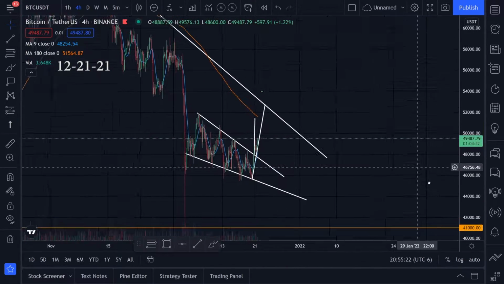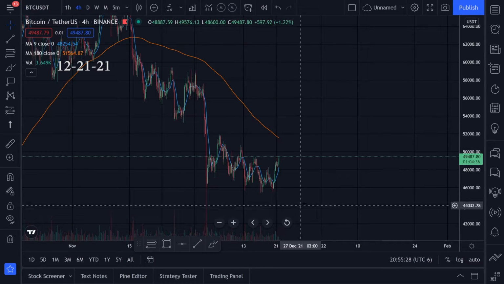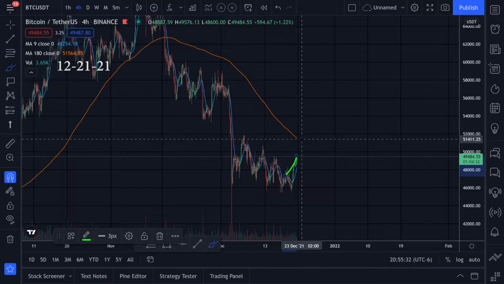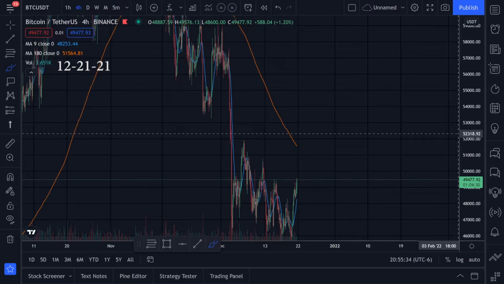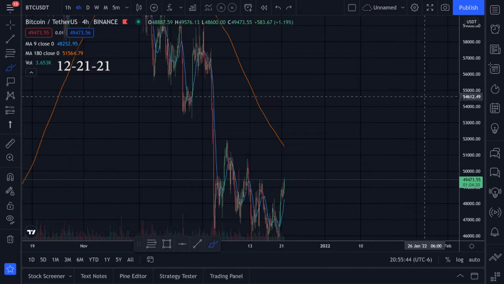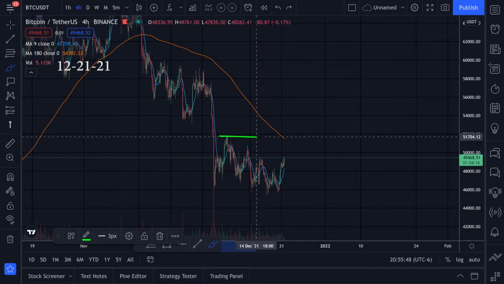If we could break above it, and it looks like we're coming in to test it, let's go ahead and delete some of these things so you can see it clearly right here. So it looks like we're coming in to test it now. The level it's sitting at right now is 51.5K, 51,562 approximately.